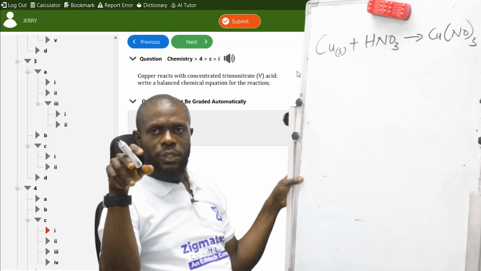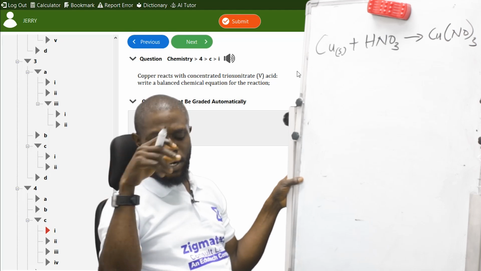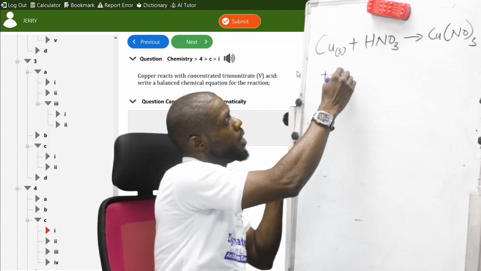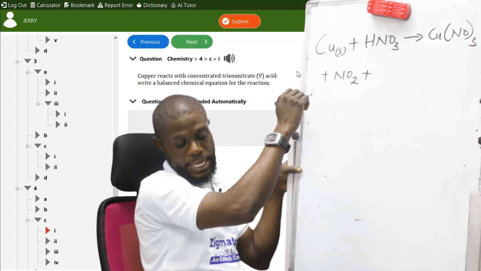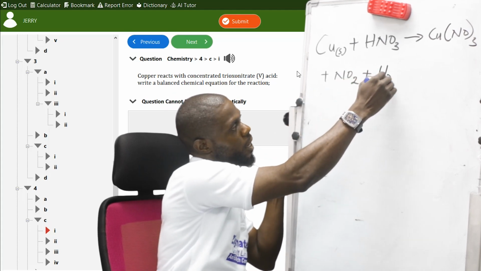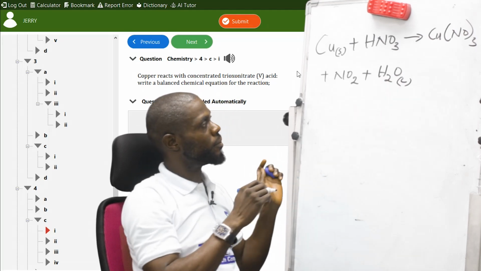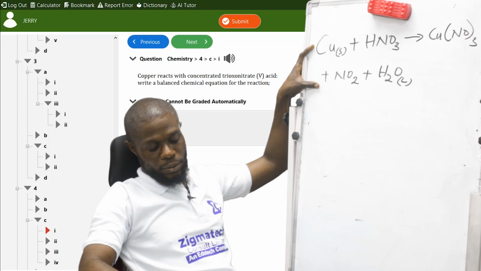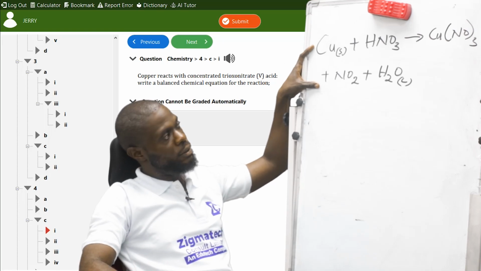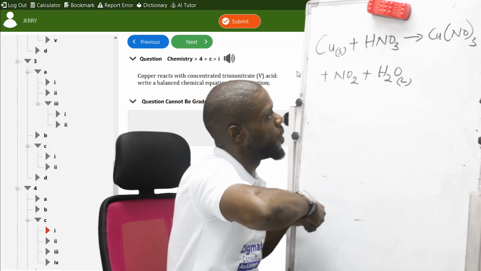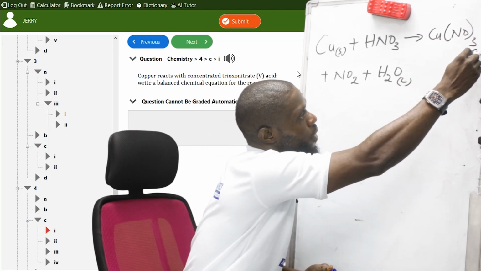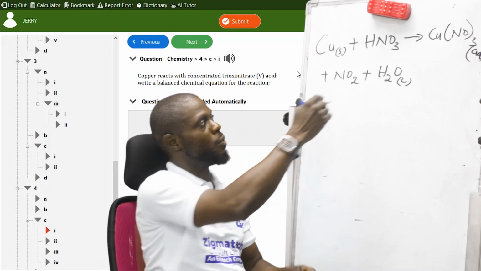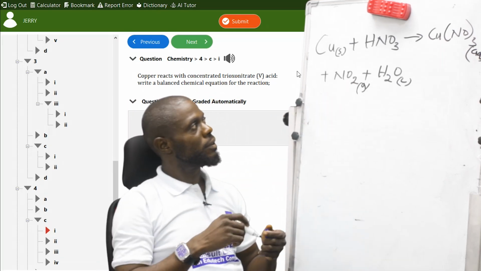Copper reacts with concentrated trioxonitrate(V) acid. Write a balanced equation for that. So it will be plus NO2 and water, liquid. This is the reaction. All right? This is aqueous. Like I said, an aqueous solution is a solution where the solvent is water. This nitrate is gas.